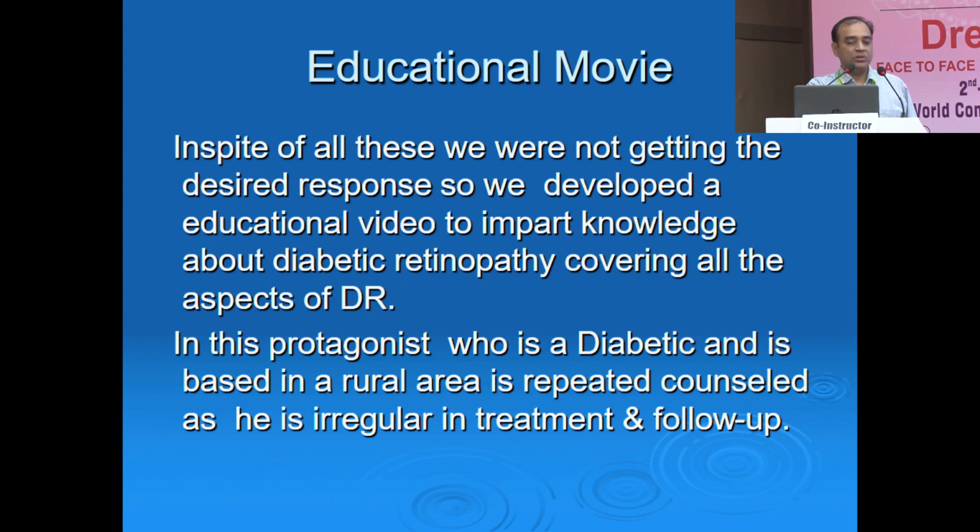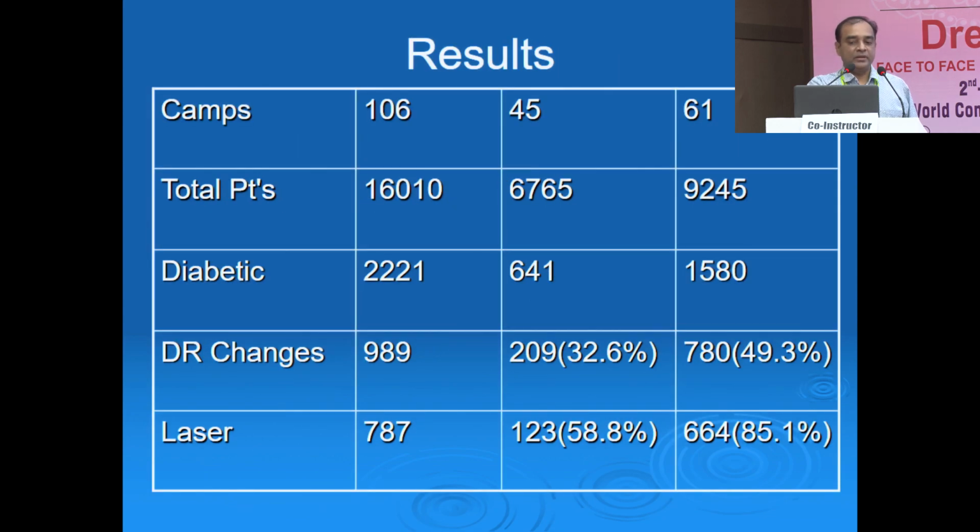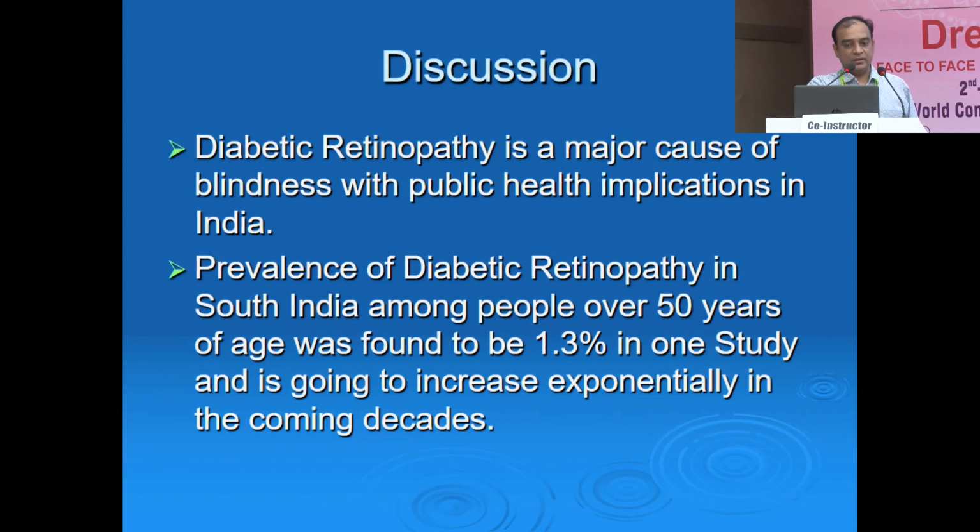This movie was shown in the rural areas through cable networks and through various other means, and we found that after this approach, there was a significant increase in the patients who were coming for the diabetic retinopathy camps. There was a 50% increase in the patients opting for laser treatment, and thus I would like to say that diabetic retinopathy is a major cause of blindness with public health implications in India. Prevalence of diabetic retinopathy in South India over 50 years of age was found to be 1.3% in one study, and is going to increase exponentially in the coming decades.